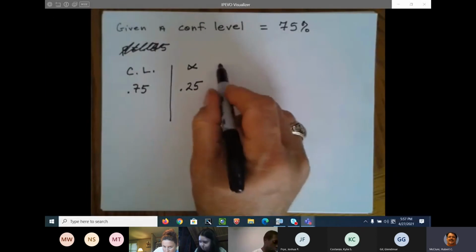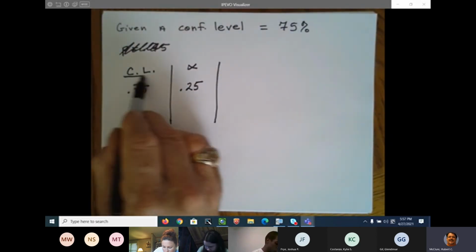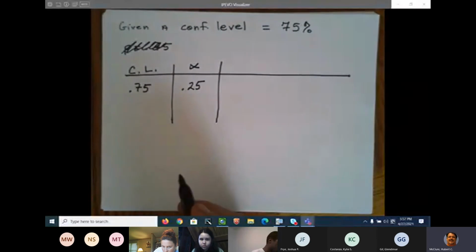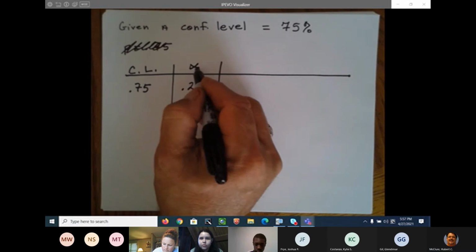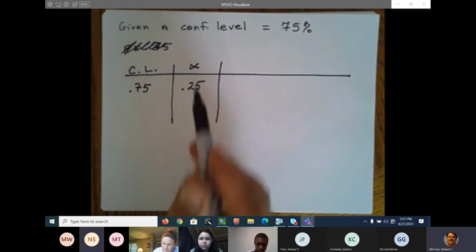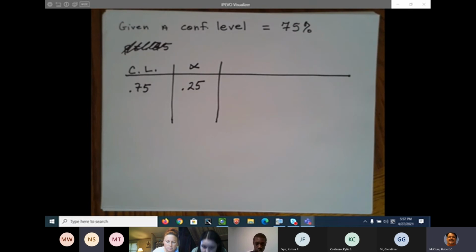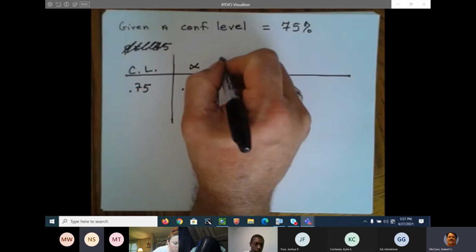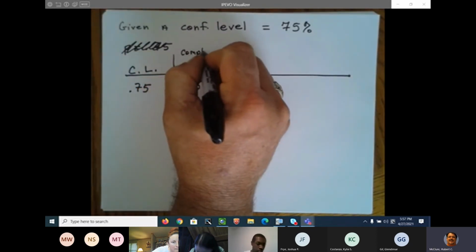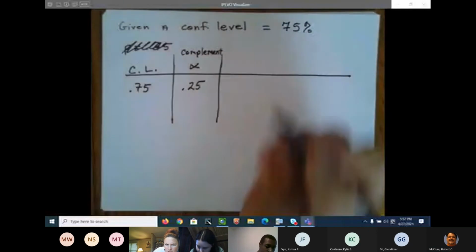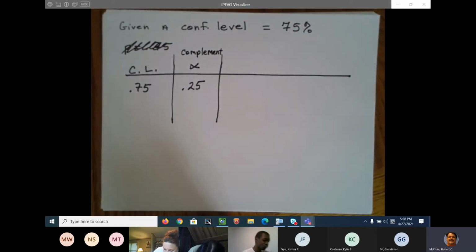So somebody tell me what alpha is in relation to the confidence level. Look at the math. Look at the numbers. It's only a quarter. Yeah, that's right. But it's something that we've talked about since chapter 3. The complement. Thank you. So the complement is alpha.